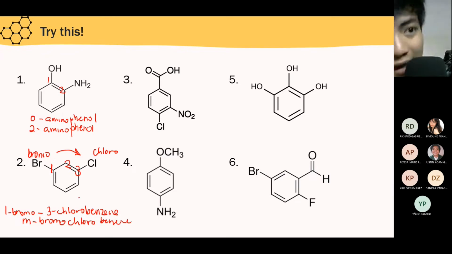You don't need to indicate the numbers anymore. You don't need to indicate the locant. Kasi the fact that you said meta, ibig sabihin nasa carbon 1 and 3 yung bromo pati chloro. So, kung ayaw mo ng number, edi just use the meta. Meta, bromo, chloro, benzene. Or, 1 bromo, 3 chloro, benzene.